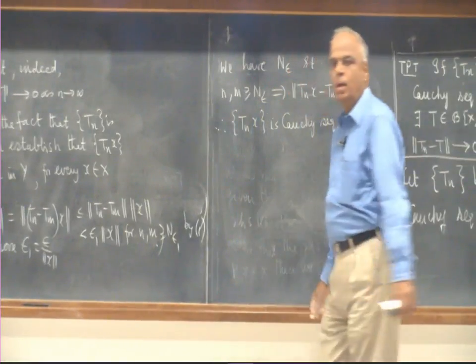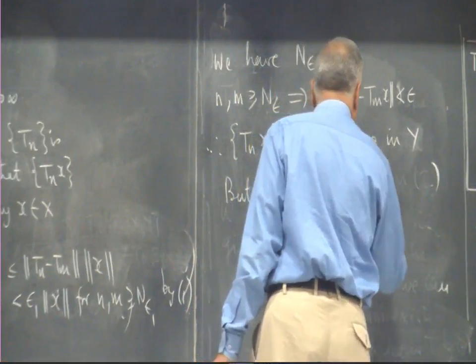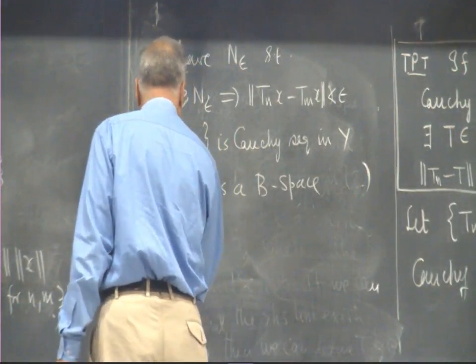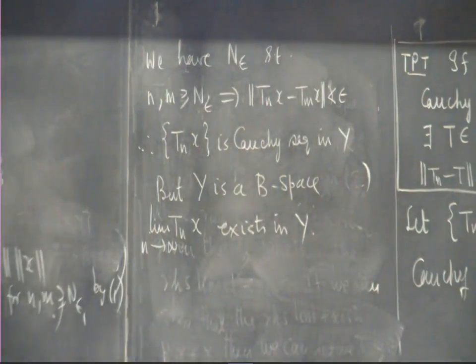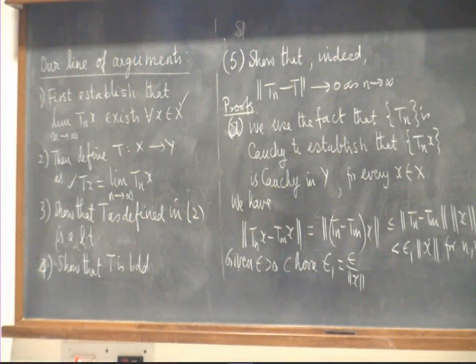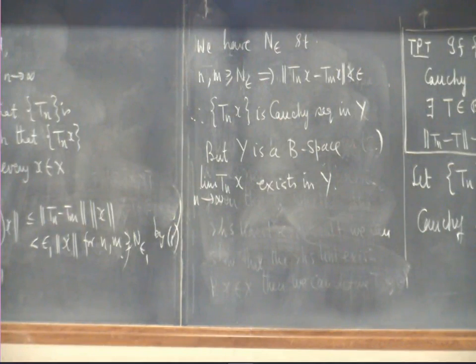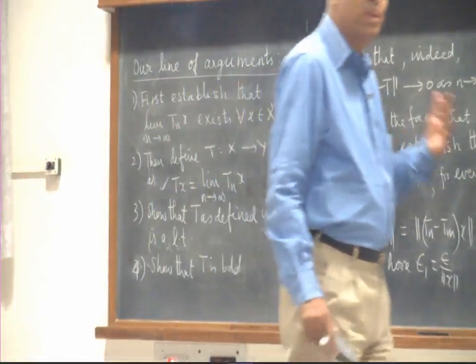in Y, but Y is a Banach space. This is where we use the fact that Y is a Banach space. Therefore Cauchy sequences must converge. Therefore the limit of Tnx exists in Y, and therefore we are done with this. First we establish that this limit exists, and therefore we can now define T. Okay, the first two steps are done. The second step follows automatically if you finish the first step. The limit exists, therefore I am going to define the transformation Tx as the limit as n tends to infinity of Tnx. Now the next step is linearity, which is very obvious, because limit is a linear operation. The limit of a sum is the sum of the limits, and the limit of a constant multiple is the constant multiple of the limit.